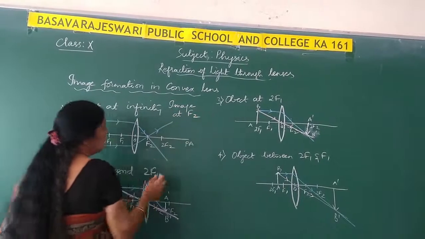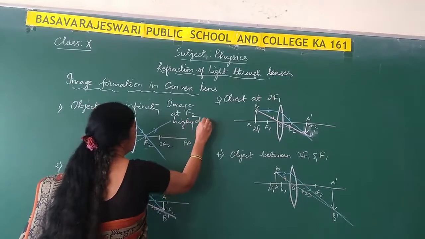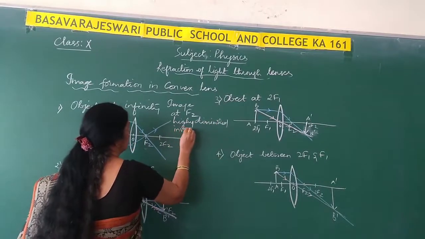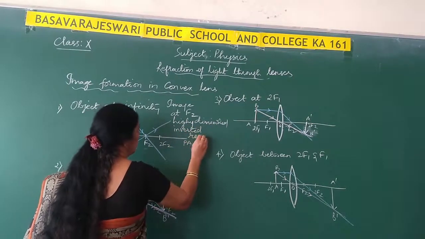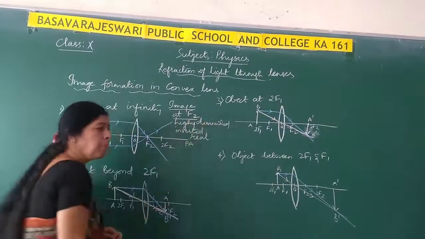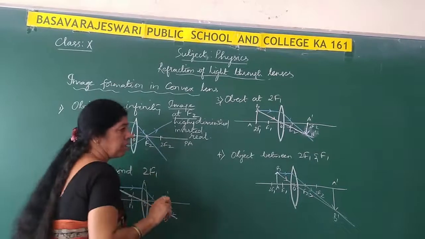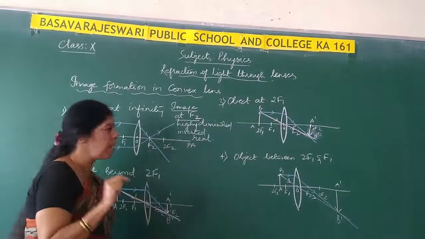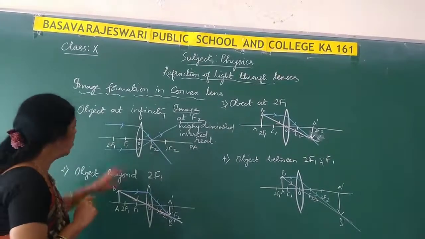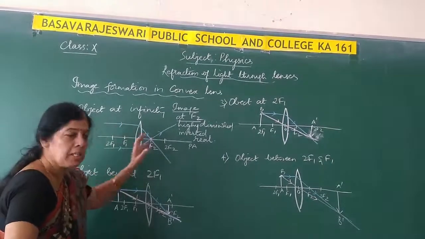And what will be the nature of the image? It is highly diminished, meaning very small in size, inverted, and real. This is the position of the image. The image will be formed at f2. It will be highly diminished, about point size, it will be inverted and it will be a real image. So this is the ray diagram for the formation of image when the object is at infinity.